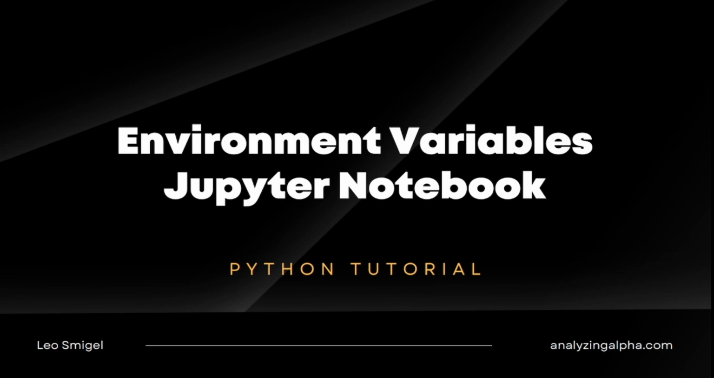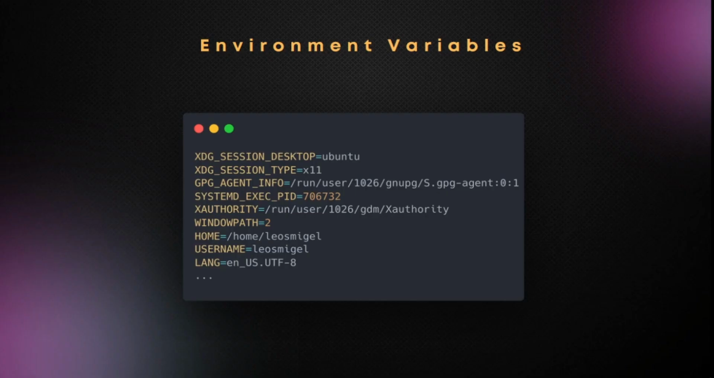Hello everyone, today you're going to learn everything that you need to know when working with environment variables within Jupyter Notebook. Let's get started. The first thing to know is that environment variables aren't scary. They're just key value pairs. So for instance, the key is username and the value is Leo Smiggle for this instance. And you pass these key value pairs into applications or your operating system to change the behavior at runtime.